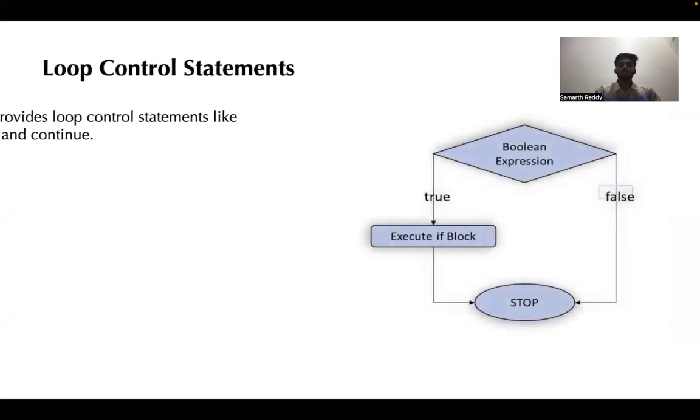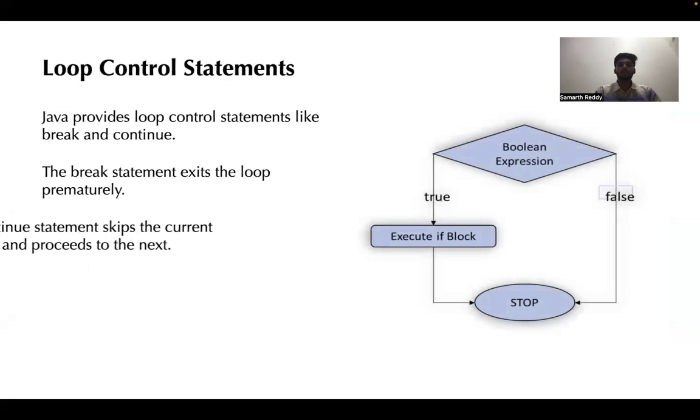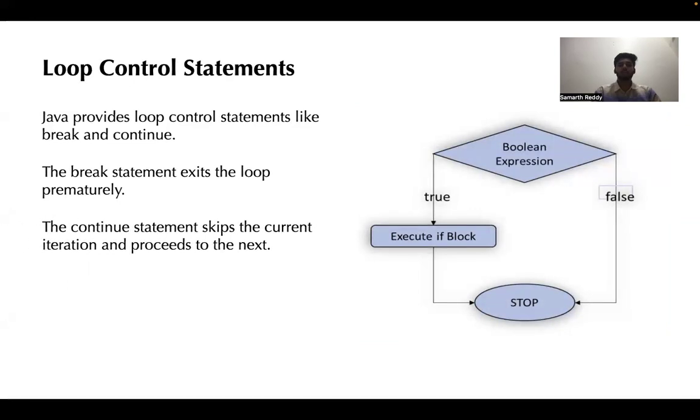Loop control statements. Java provides loop control statements like break and continue. The break statement exits the loop prematurely. The continue statement skips the current iteration and proceeds to the next.